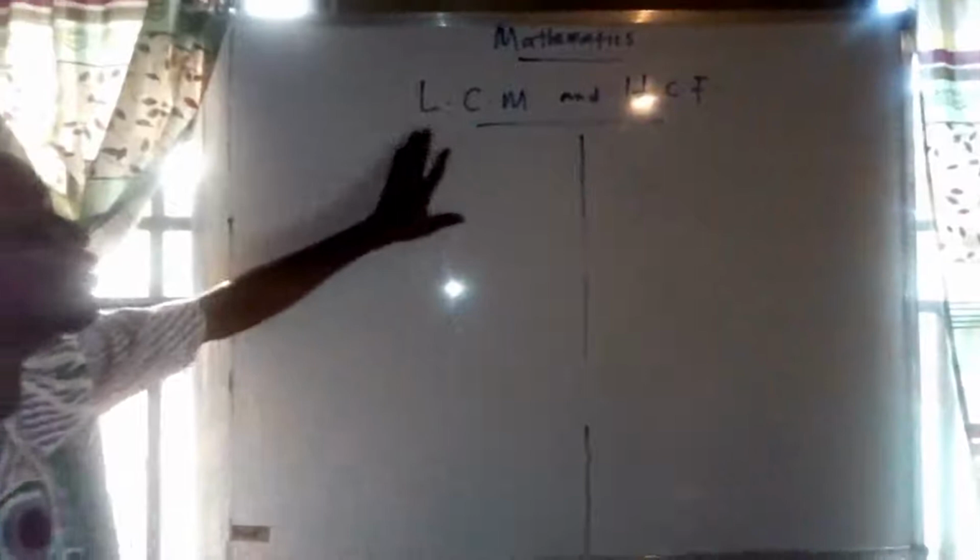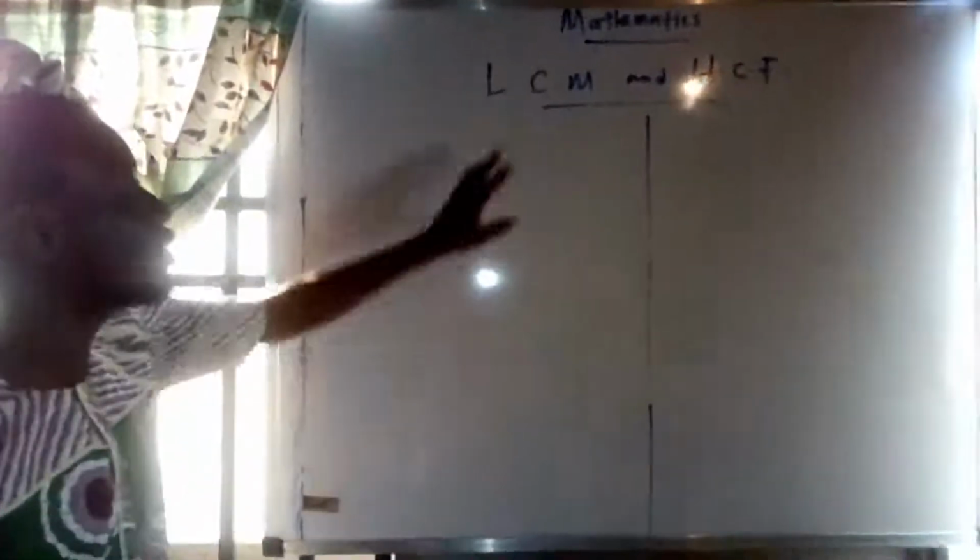Now I would like to explain what the steps are before we begin. I'm sure most of you know what LCM and HCF is, but just to give more explanation: LCM is lowest common multiple, while HCF is highest common factor. Those terms you must understand before we begin to solve questions on LCM and HCF.